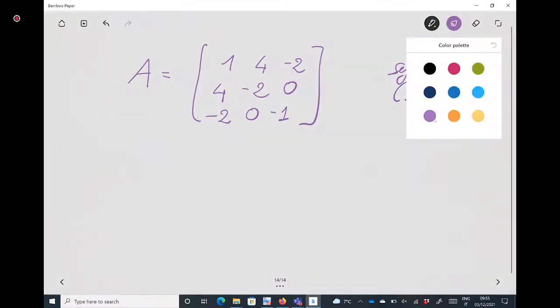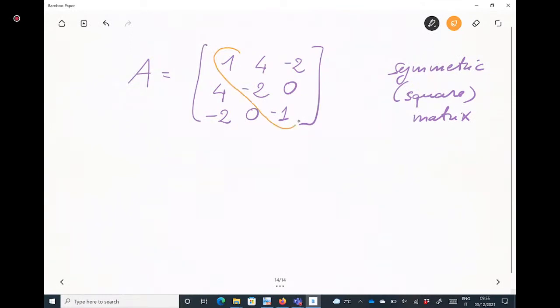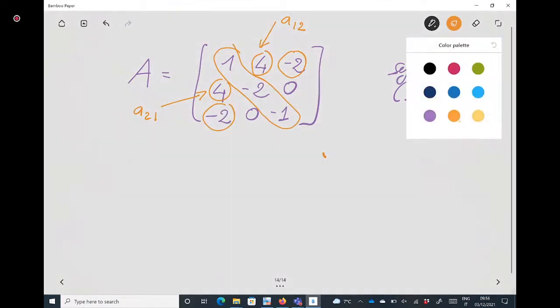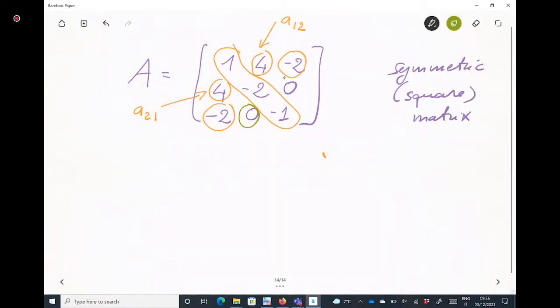Why is this symmetric? Because apart from the main diagonal, all the elements that are in symmetric positions with respect to the main diagonal, for instance, this is the element A1,2, and this is the element A2,1. Symmetric position means exchange the index of the row with the index of the column. All the elements that are in symmetric positions are equal to each other. You see this? -2 and -2. This is A31, this is A13, and then 0, 0 here.